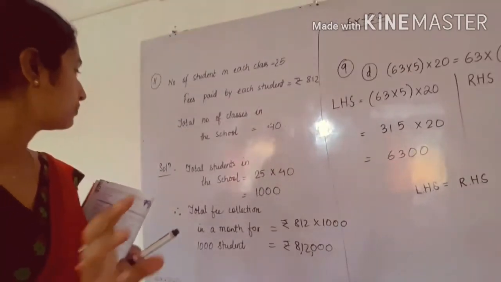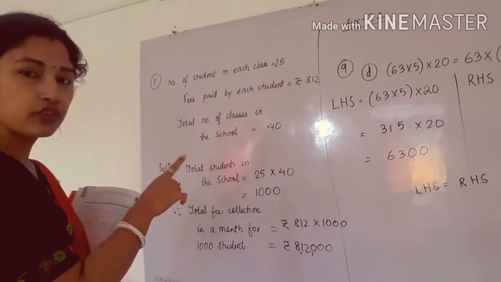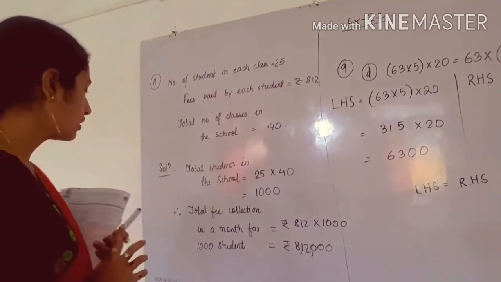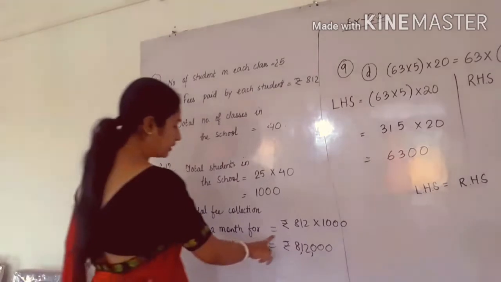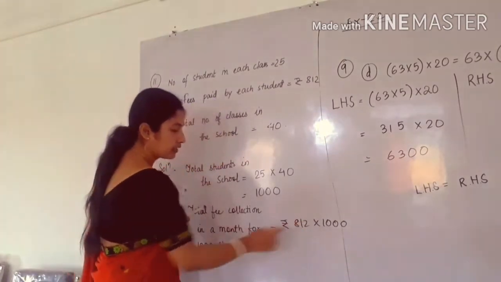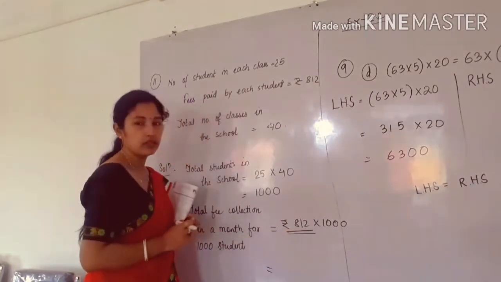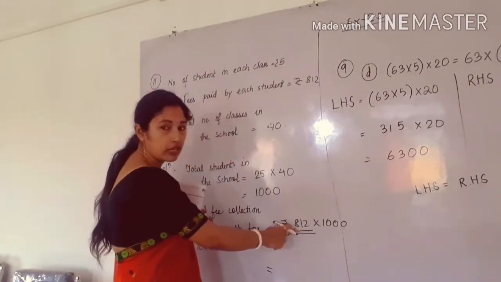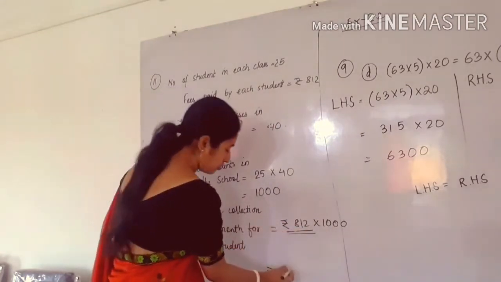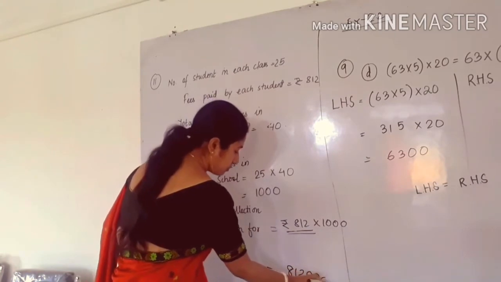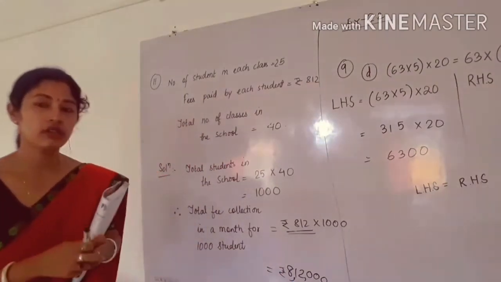So at first, we have to write total students in the school, that will be 25 into 40, that is equal to 1000. Then therefore, total fee collection in a month for 1000 students, you have to write like this: equal to 812 into 1000, because for one student the fee collection is rupees 812, and for 1000 students it will be 812 into 1000. So rupees 812,000. That means 8,12,000 rupees fee collection in a month.